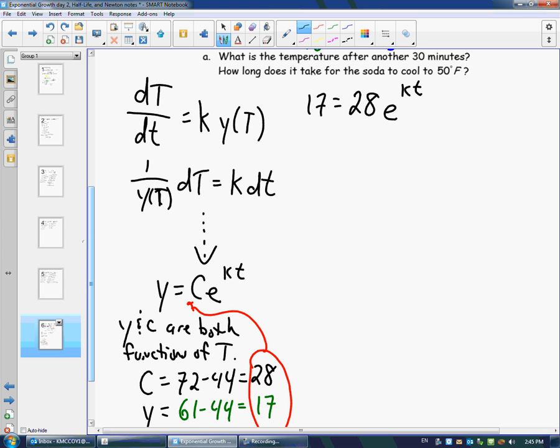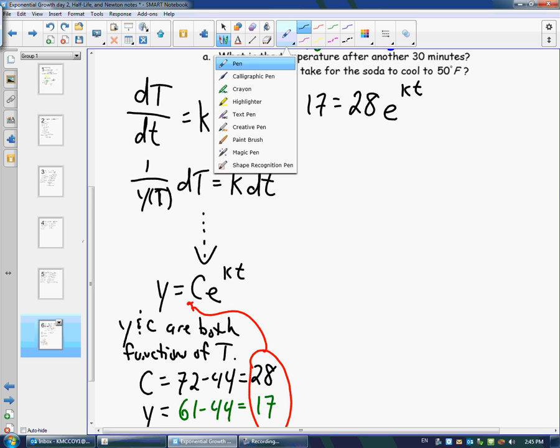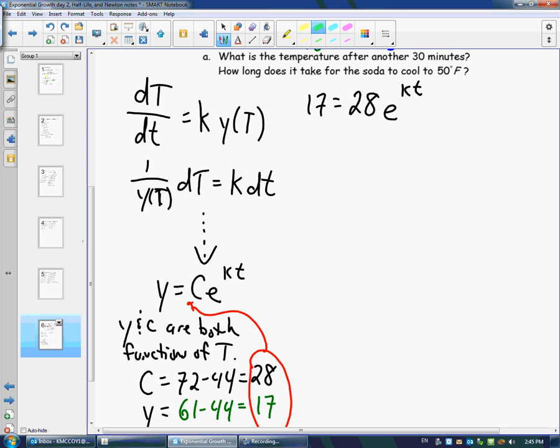Okay. Now we have enough information to solve for k, because it does tell us how long it takes for the temperature to get from 28 cooled down to 17. It takes, according to this, 30 minutes. So you can either put that in terms of minutes or you can put it in terms of hours, but stay consistent. If you use 30 minutes, make sure you use minutes throughout. If you use hours, make sure you put that as 0.5, and everything else has to be in terms of hours.